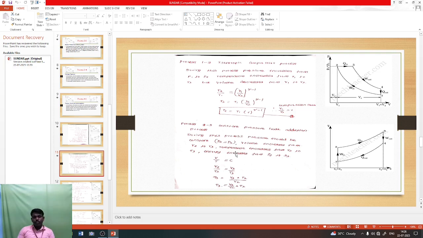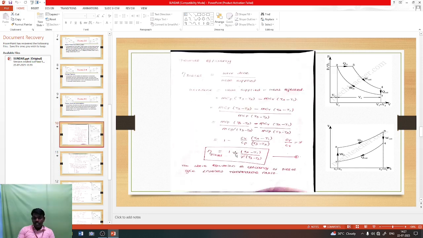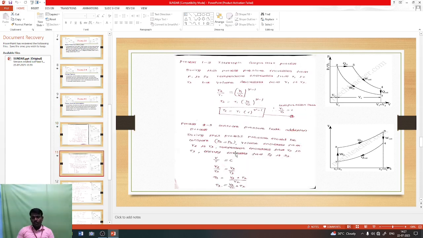So here we can put T2 equal to T1; we already have V1 by V2, and we replace that value by R. So T2 is equal to T1 into R power gamma minus 1. This is our process 1 to 2, and you have to assume this is equation number 2. Equation number 1 is the efficiency of diesel equal to 1 minus (T4 minus T1) divided by gamma into (T3 minus T2).